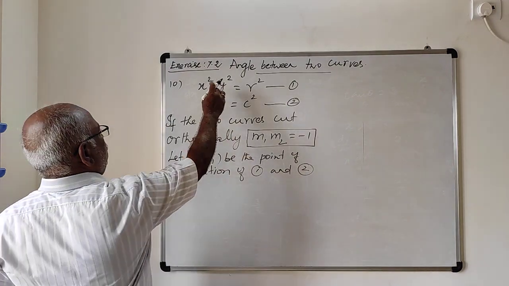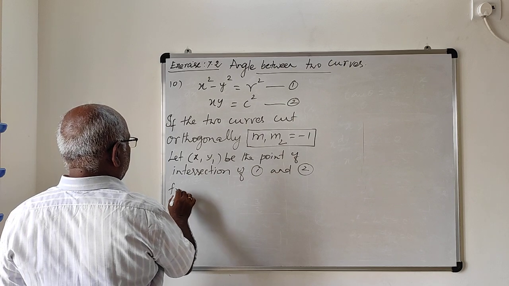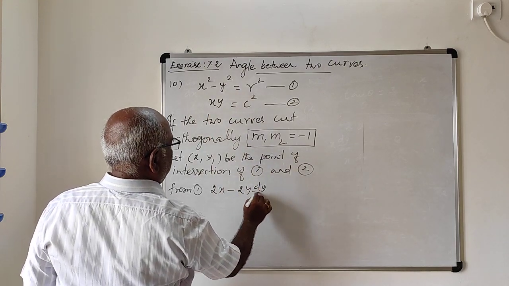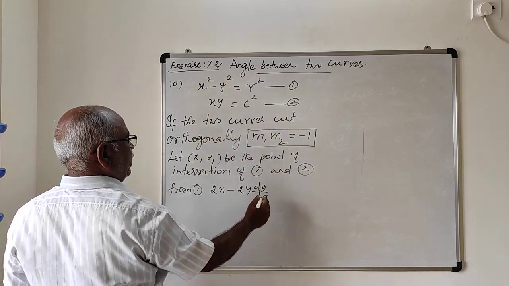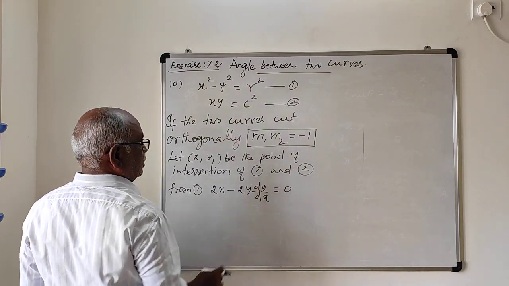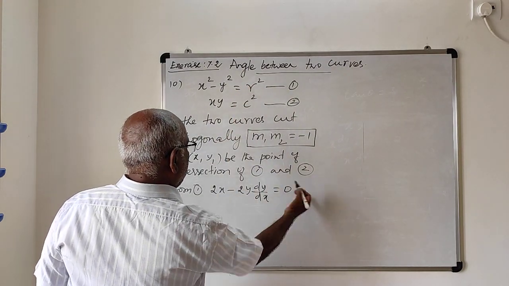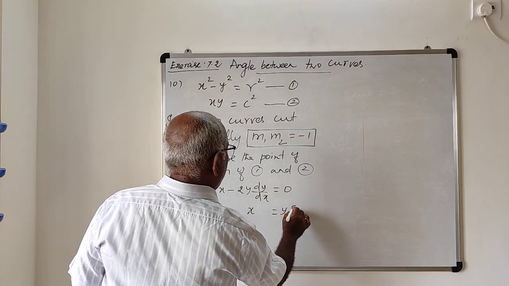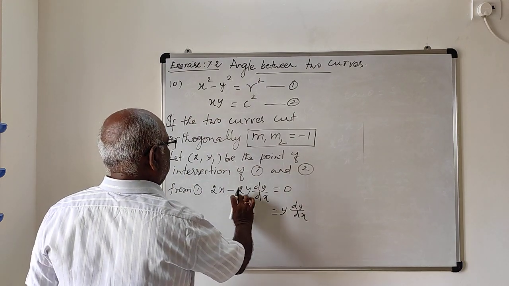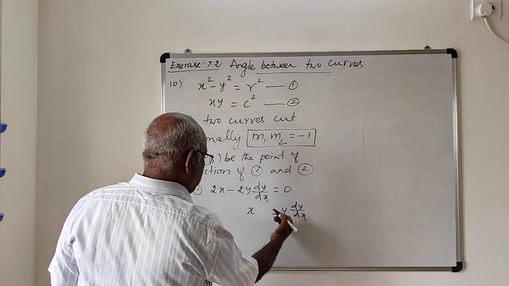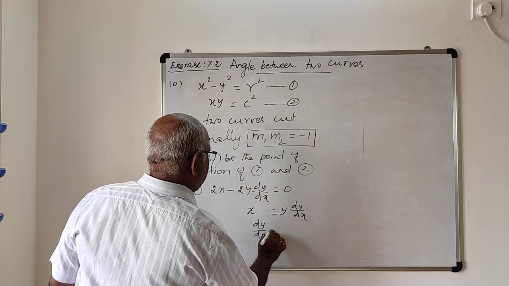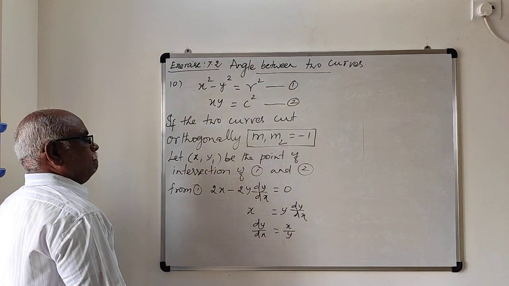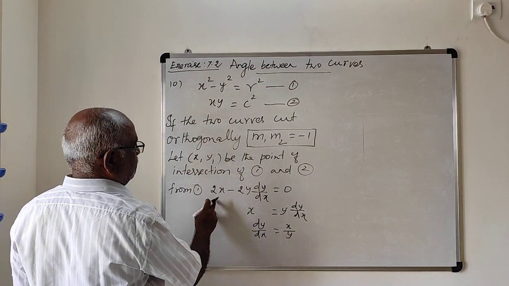First I am going to find the slope of curve 1. Differentiating, x square derivative is 2x minus y square derivative is 2y into dy by dx, equal to derivative of r square, which is 0 because r is a constant. 2 cancel, you bring the y dy by dx to that side, x equal to y dy by dx. So dy by dx equal to x by y.